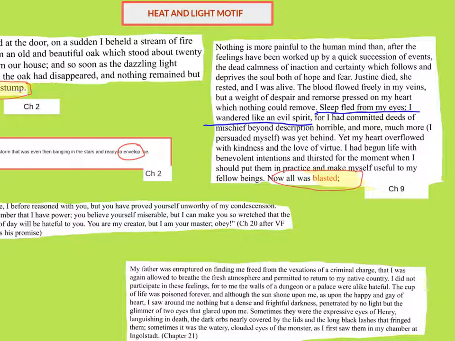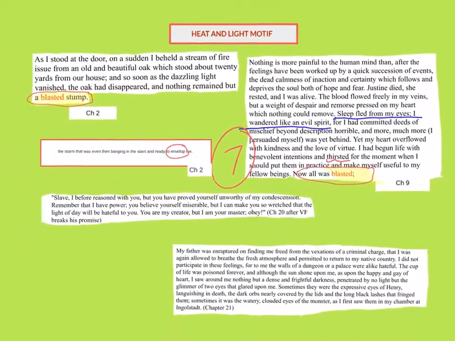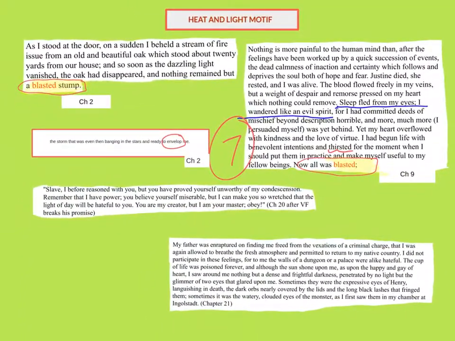Yet my heart overflowed with kindness and the love of virtue. I had begun life, conception ideas, with benevolent intentions and thirsted. There's a little seven deadly sins moment for that kind of gluttony, for knowledge and power, for reasons of vanity and pride, and make myself useful to fellow beings. Now all was blasted. So again, some brilliant structuring and paralleling and foreshadowing from Mary Shelley there.